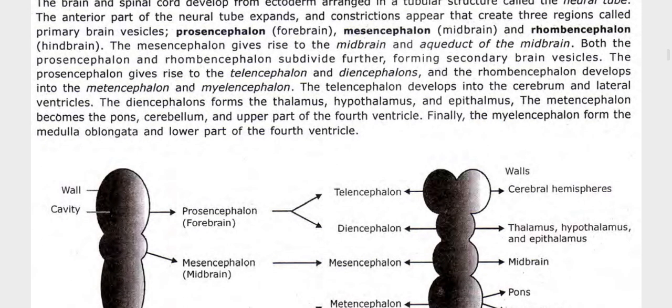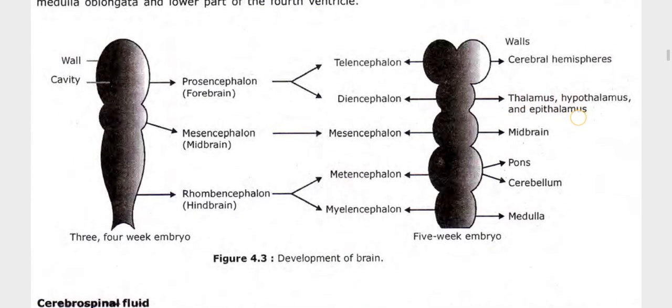The telencephalon develops into the cerebrum and lateral ventricles. The diencephalon forms the thalamus, hypothalamus, and epithalamus. The metencephalon becomes the pons, cerebellum, and upper part of the fourth ventricle. Finally, the myelencephalon forms the medulla oblongata and lower part of the fourth ventricle. So we could see regions like this, the development of the brain, when we look at this. Walled cavity, then 3-4 week embryo.